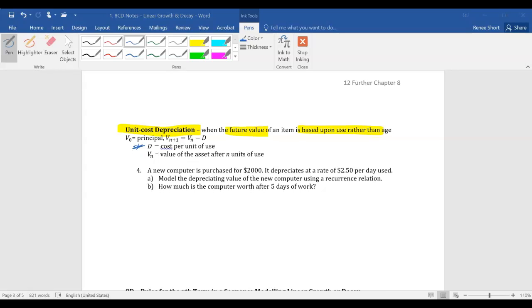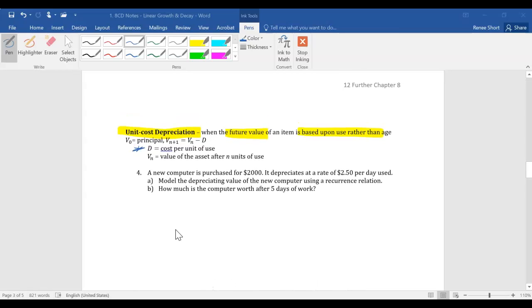If we look at this example, we've got a new computer is purchased for $2,000 and it depreciates at a rate of $2.50 per day used. So again, we've got here V0 is that 2,000 and $2.50 per day. This is our D amount, that cost per unit of use. So creating a recurrence relation then for part A, we're going to say that V0 equals $2,000. And then Vn+1 is equal to Vn minus $2.50.